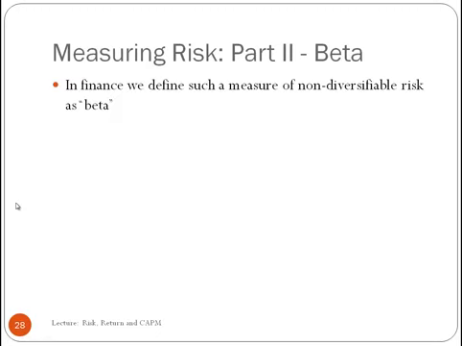In finance, we define such a measure of non-diversifiable risk as beta. So for example, for stock i of our portfolio, the beta is going to be defined as the ratio of the standard deviation of the stock to the standard deviation of the market as a whole, times the correlation of these items. So we scale the ratio of their standard deviations by how much they're correlated.